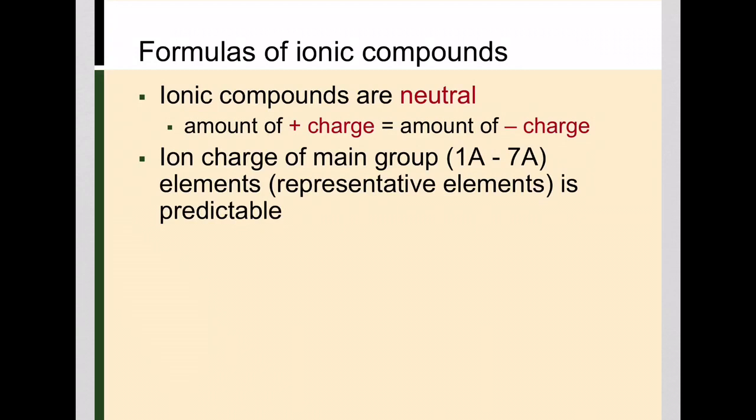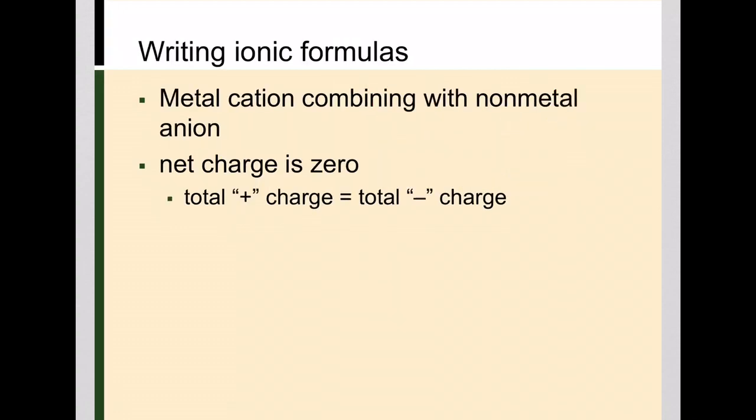Also, we saw earlier in class today that there are 6 groups on the periodic table, what we will call the main group elements. So that would be group 1, 2, 13, 15, 16, and 17 that have set charges. So because those charges are predictable, that's going to help us when we start to write our formulas. So, moving to our next page here.